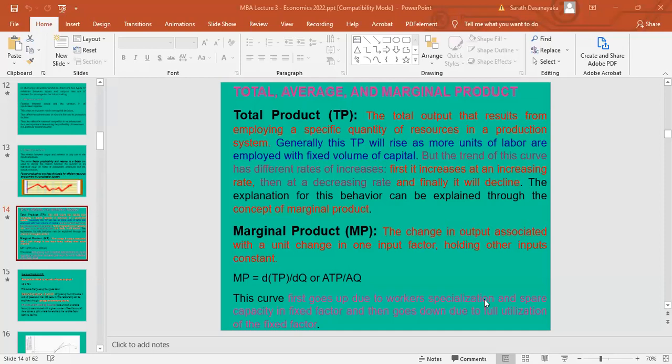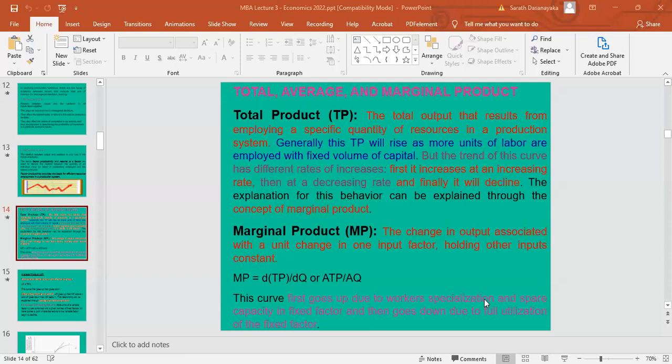Another reason is that the fixed factor can still absorb variable inputs, and then it goes down due to full utilization of the fixed factor. Say you have 1 acre of land, then you can't put 200 people to work on that acre. The maximum you can put is 100 people. Till you put 100 people, production is going up. If you put in more than 100, the fixed factor can't absorb more than that. Then eventually production is going down. So the marginal product rises, then its rate of increase decreases, and thereafter finally it will decline.